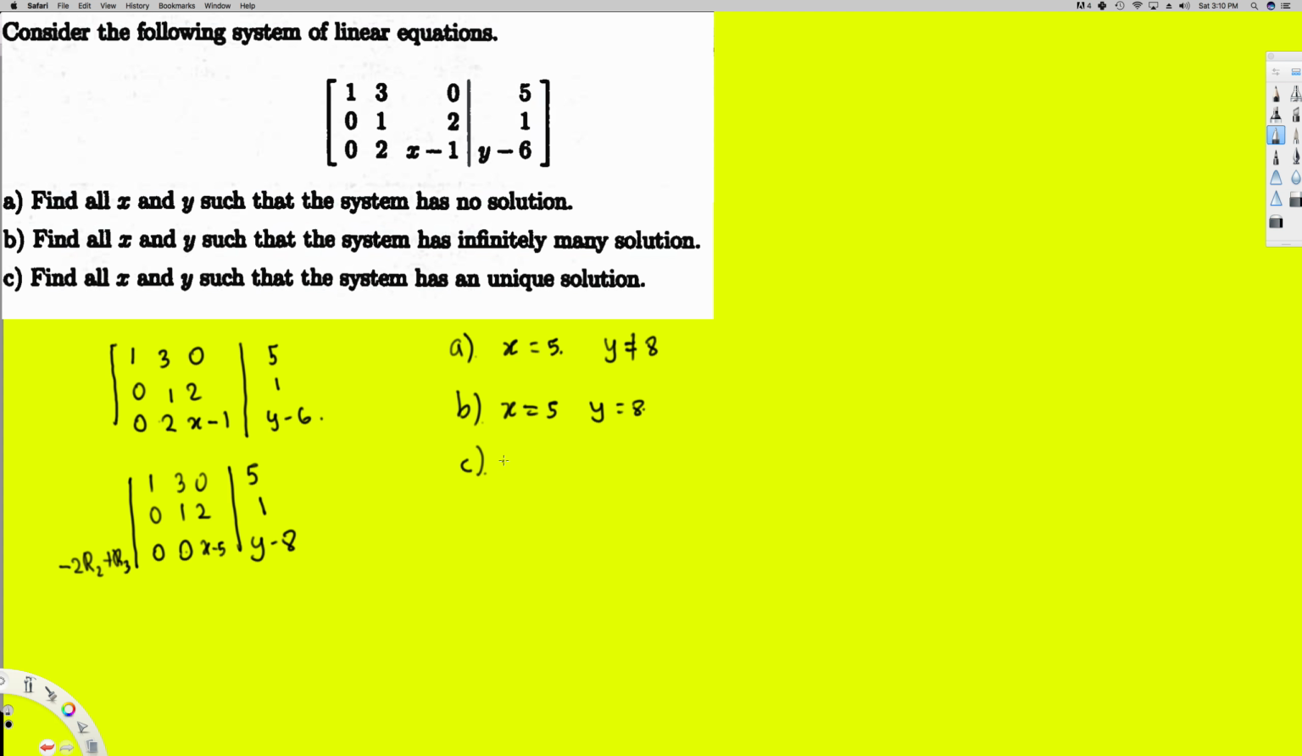Therefore, the answer for this one is x shouldn't be equal to 5, because if x is equal to 5, this will become either infinitely many solutions or no solution. So x shouldn't be equal to 5. y can be any real number. So that's the answer for the third question, and that's how it's done.